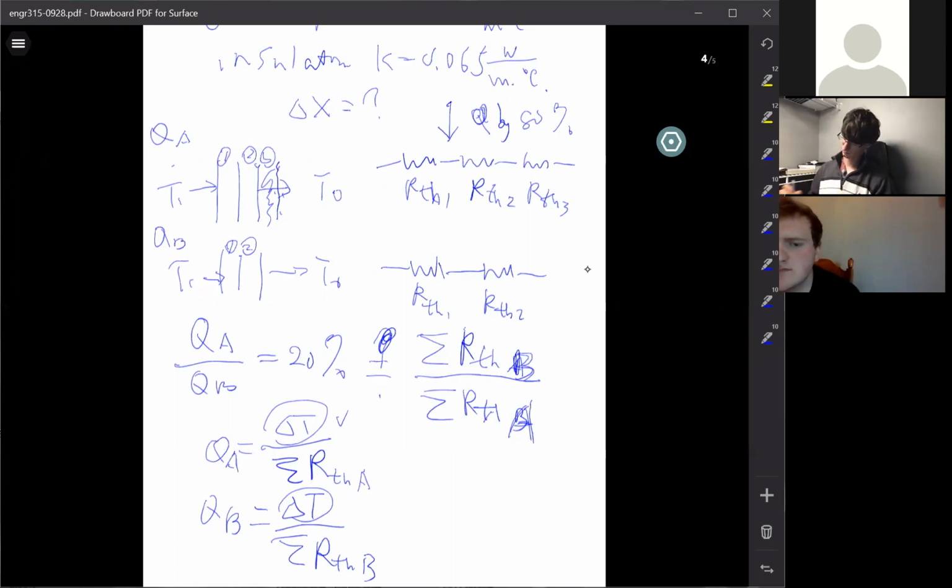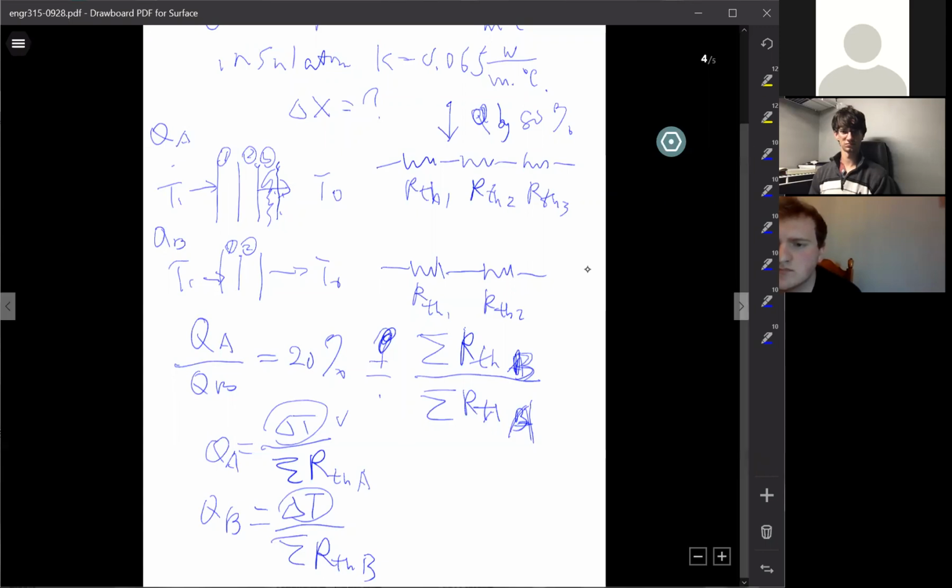Okay, it's very important to link the equations back to reality, right? In the real situation. So the difficulty of this problem is you have to determine that the delta T in both situations are the same. Okay, is that right? Everybody agree?